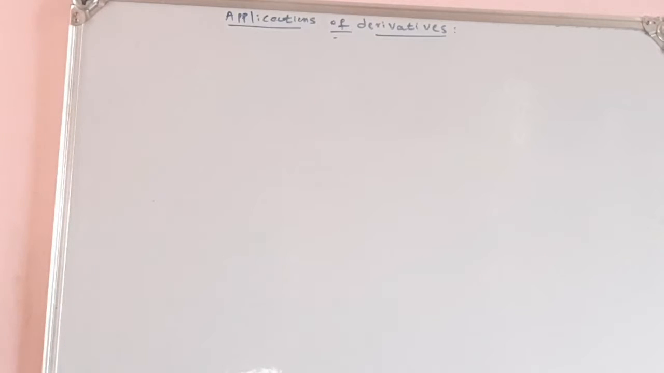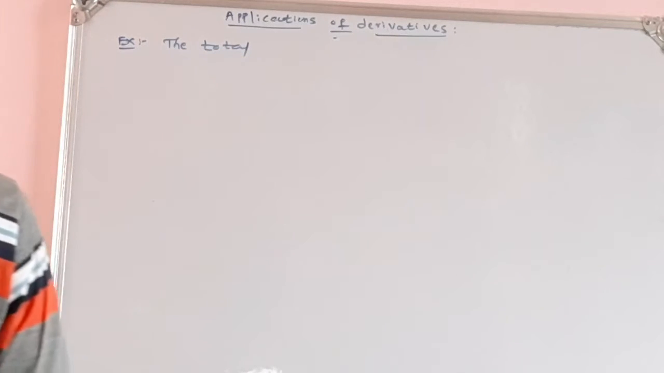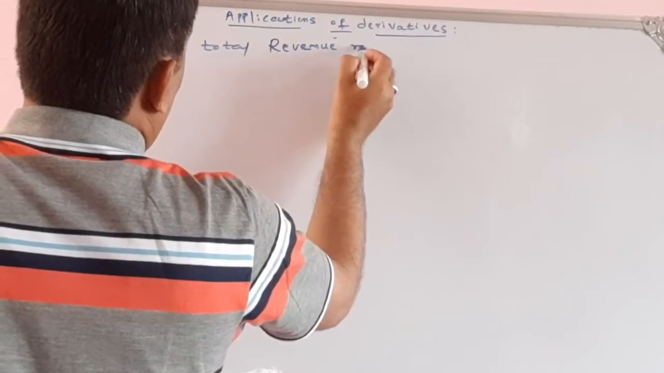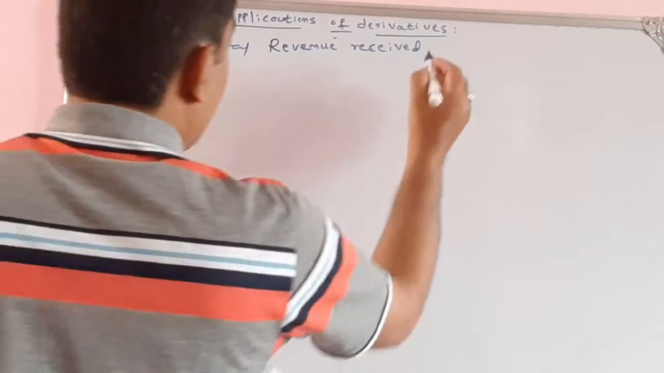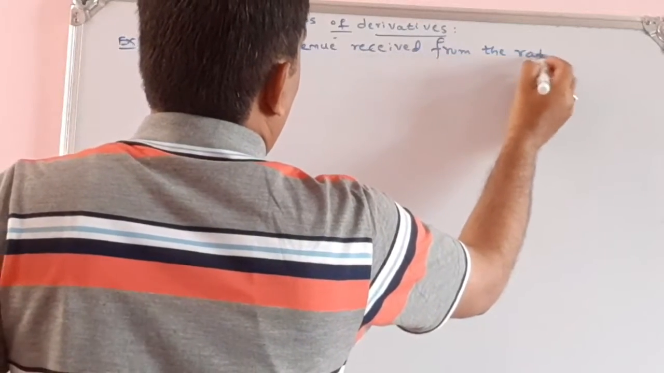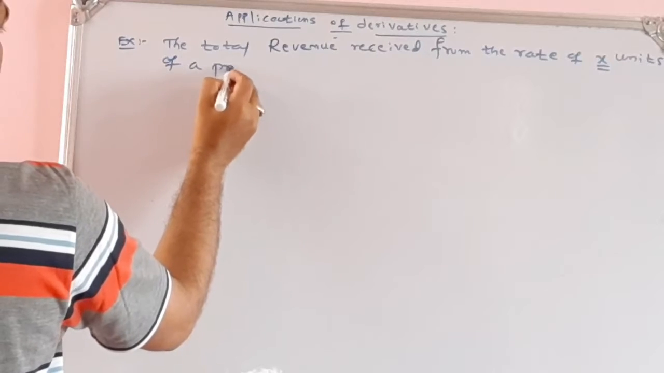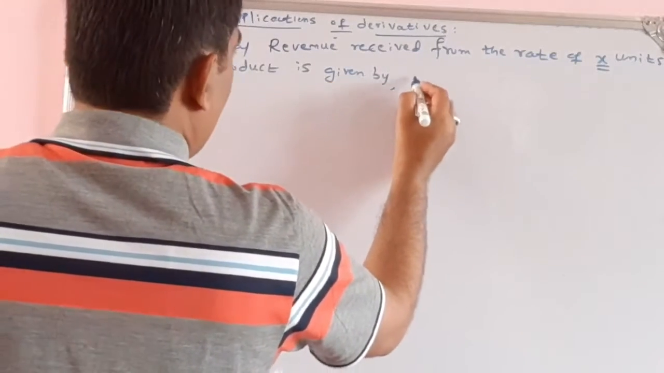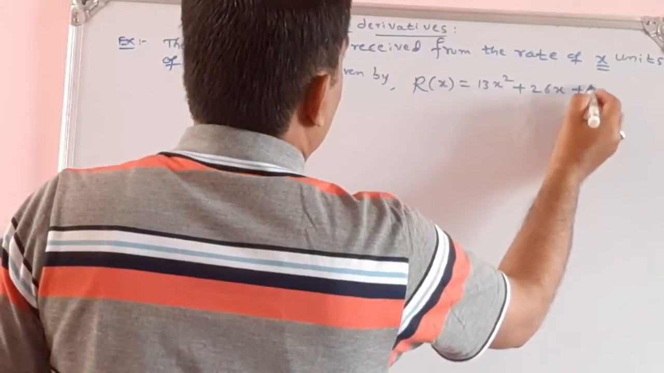So let me write the other problem. So next example is, the total revenue received from the sale of x units of a product is given by R of x is equal to 13x square plus 26x plus 15.